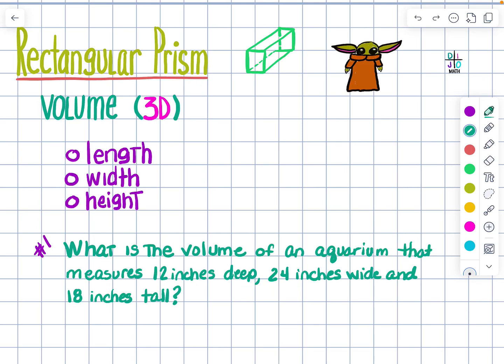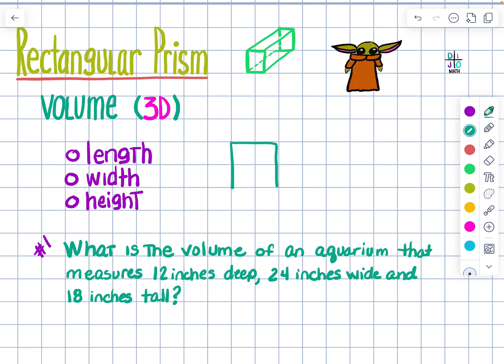Let's go over a couple of questions that use rectangular prisms. So the first one is, what's the volume of an aquarium that measures 12 inches deep, 24 inches wide, and 18 inches tall? Well, the very first thing that I do is I just draw a picture.